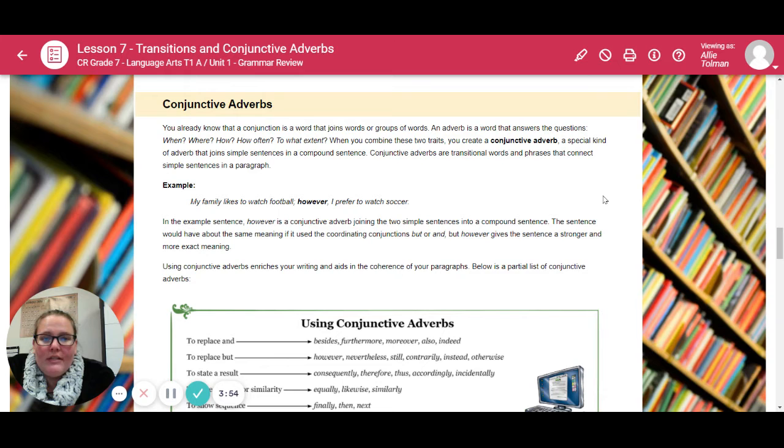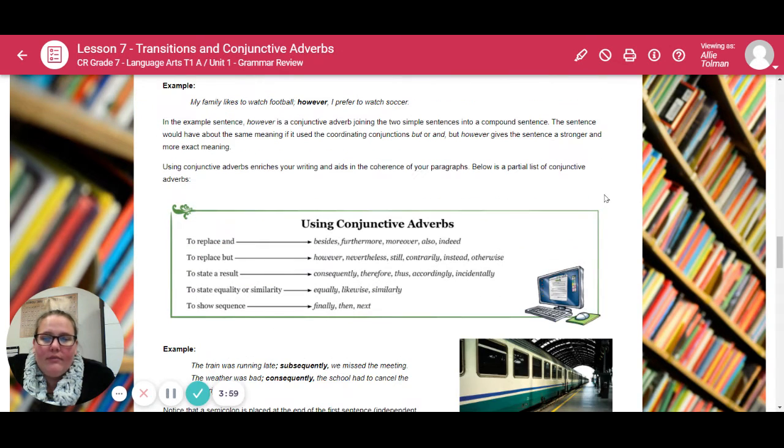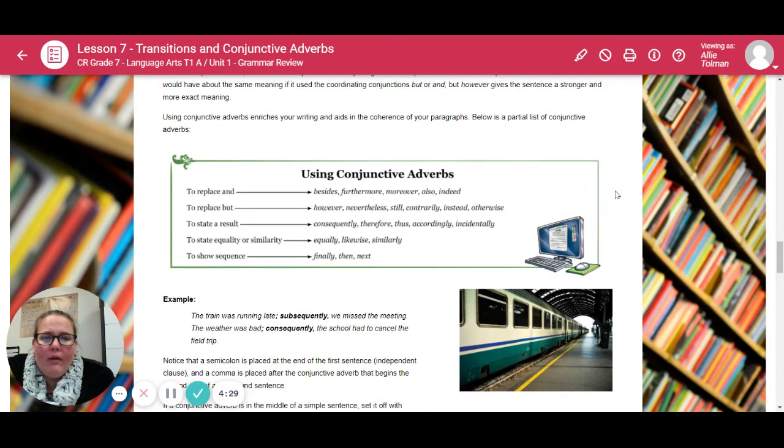Conjunctive adverbs are transitional words and phrases that connect simple sentences in a paragraph. Here's an example. My family likes to watch football. However, I prefer to watch soccer. In the example sentence, however, is a conjunctive adverb, joining the two simple sentences into a compound sentence. The sentence would have about the same meaning if it used coordinating conjunctions but or and, but however gives the sentence stronger and more exact meaning. Using conjunctive adverbs enriches your writing and aids in the coherence of your paragraphs.